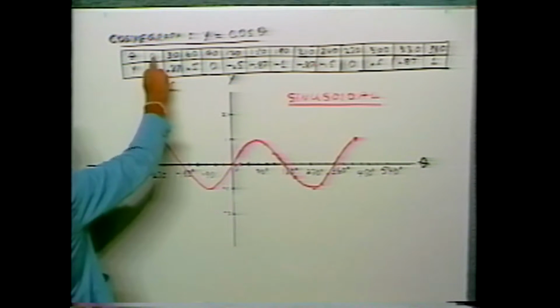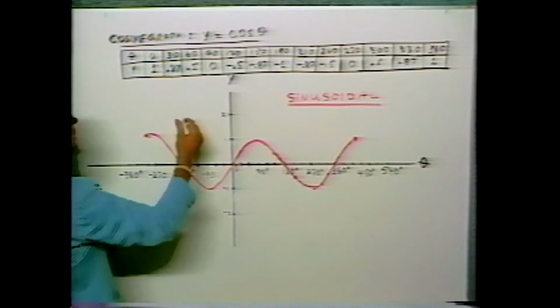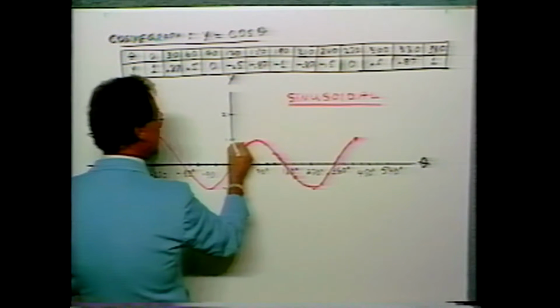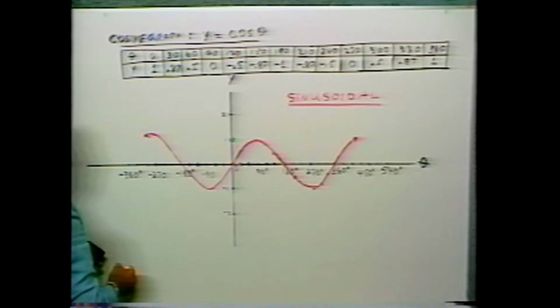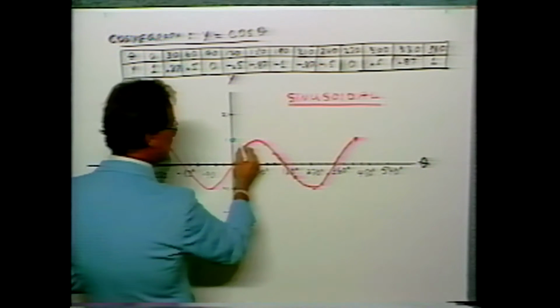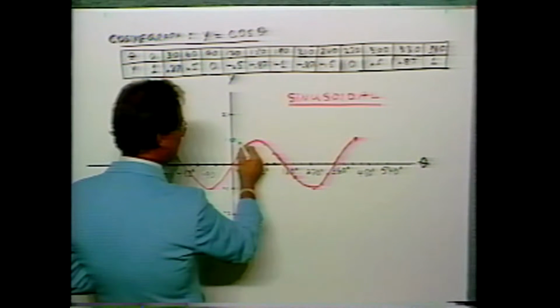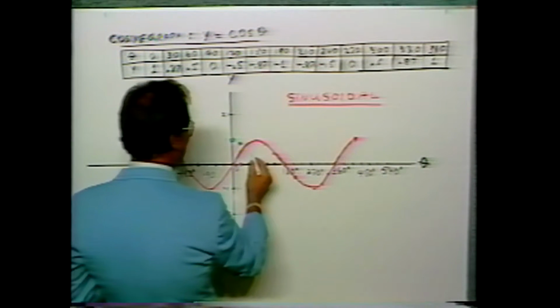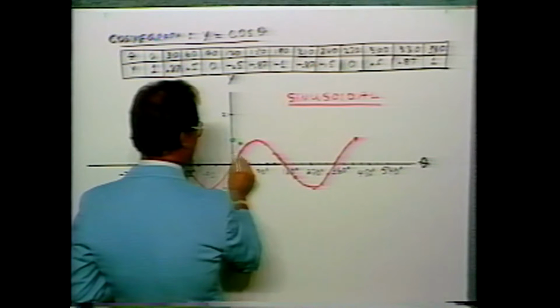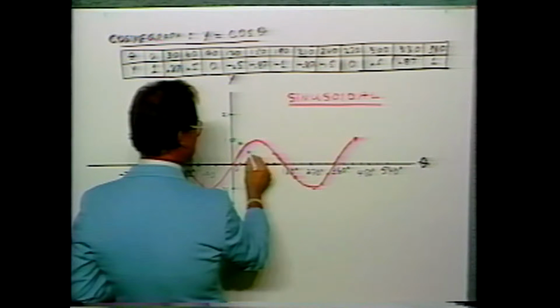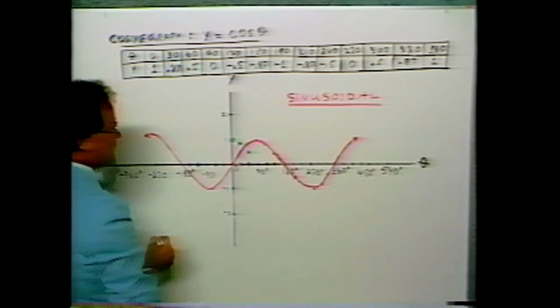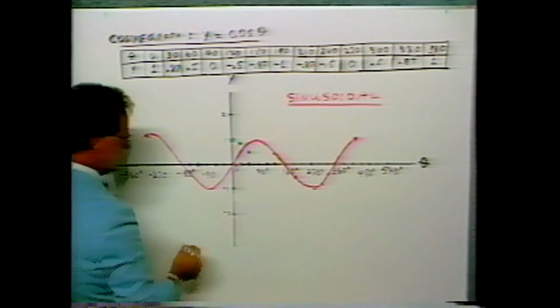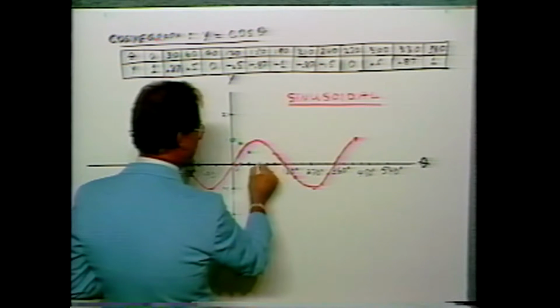Plotting the points represented by these coordinates, 0, 1 is over here through that point on the y-axis. 0.87 is slightly below that, near 0.9. Then 60, 0.5, that's halfway up this unit scale. There's 0.5, and at 90 it is 0.